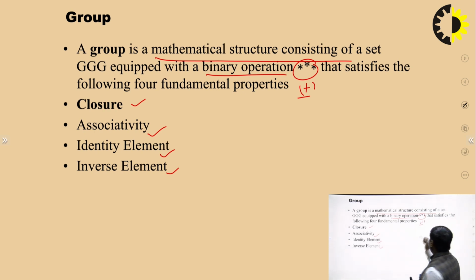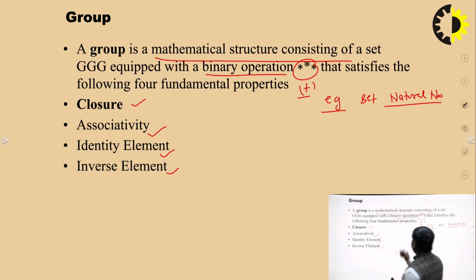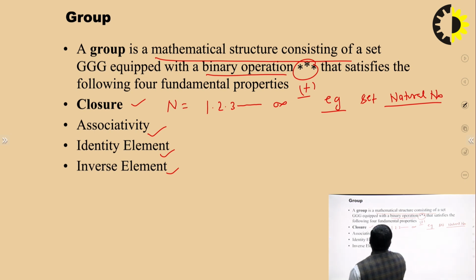For example, the set of natural numbers. This is the mathematical structure. If that mathematical structure follows these four properties on the binary operation, then we can say that the set of natural numbers is known as a group. First, what is a natural number? From 1, 2, 3, that is infinity. That is the set of natural numbers.